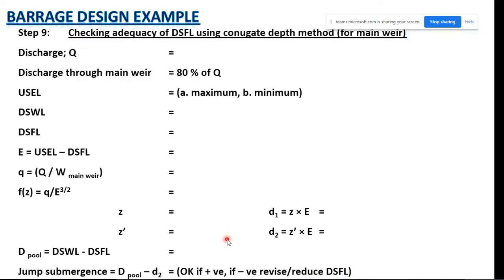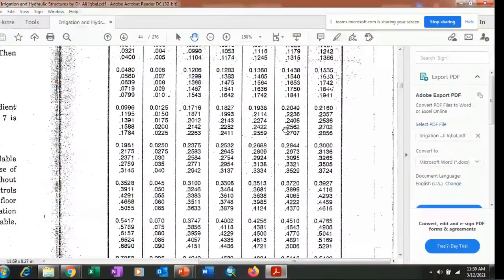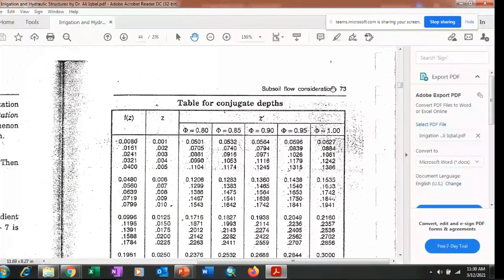As the step says, we check the adequacy of the downstream floor level using a method known as the conjugate depth method. For this method, I'll be using the tables provided in your book. On page 73 of your book, there are tables for calculating conjugate depths. The conjugate depths are denoted by D1 and D2.